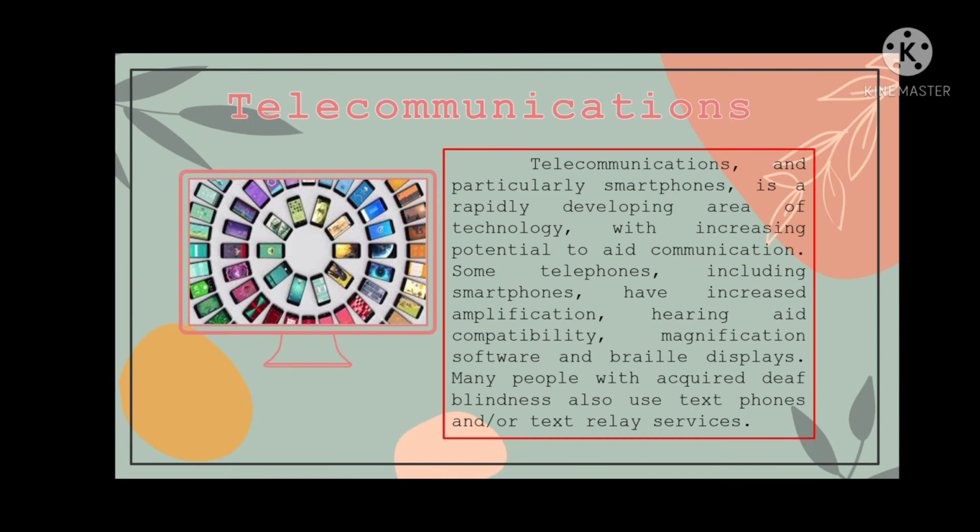Next is telecommunications. Telecommunications, and particularly smartphones, is a rapidly developing area of technology with increasing potential to aid communication. Some telephones, including smartphones, have increased amplification, hearing aid compatibility, magnification software, and braille displays. Many people with acquired deaf blindness also use text phones or text relay services.